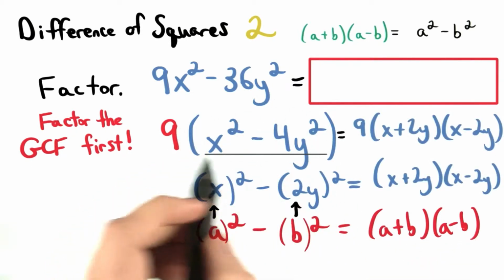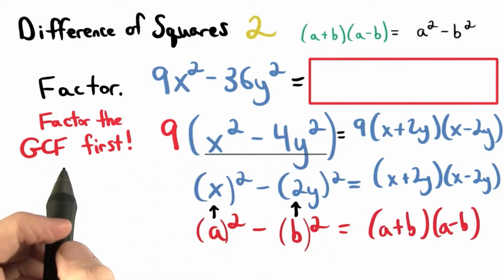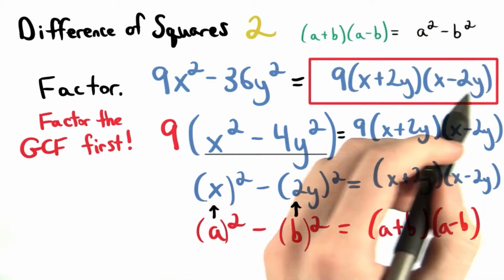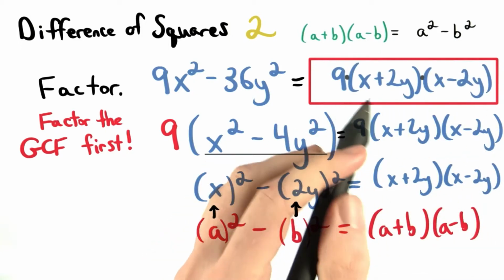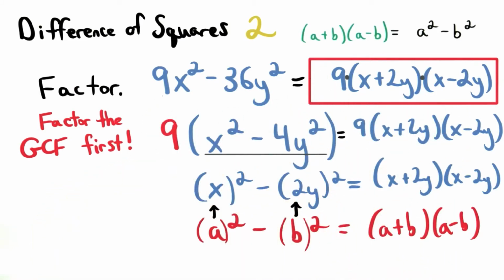When I write the factored form, I want to remember to keep my GCF, my greatest common factor. That stays on the outside of the other parentheses. So here's our factored expression. And in this case, we have 3 different factors, one of them being the GCF of these terms.